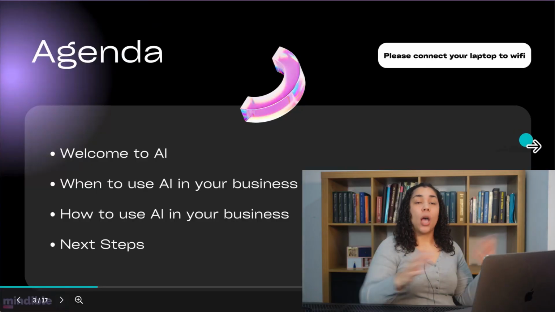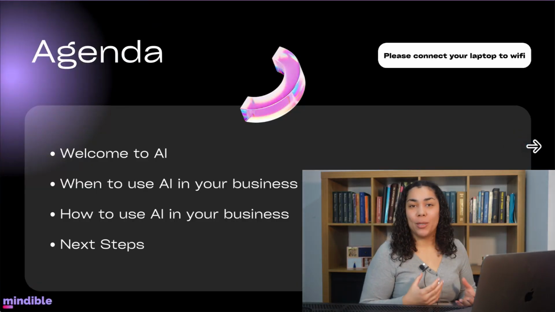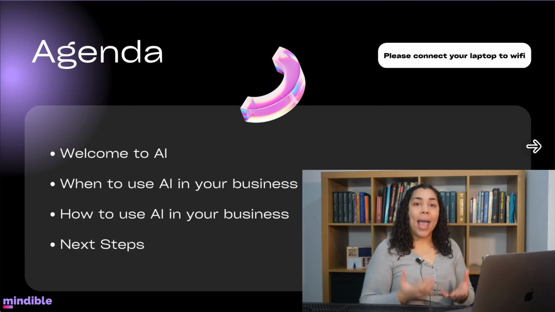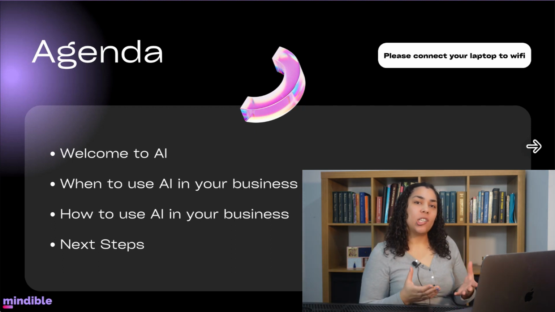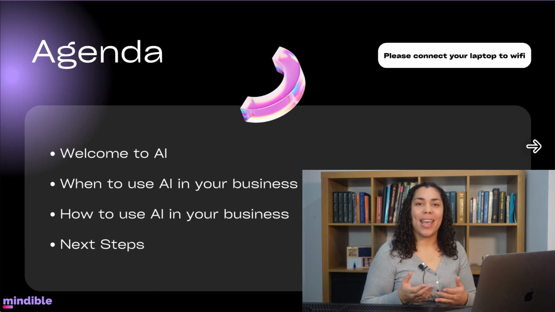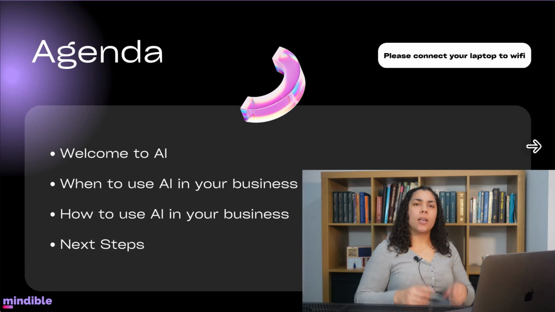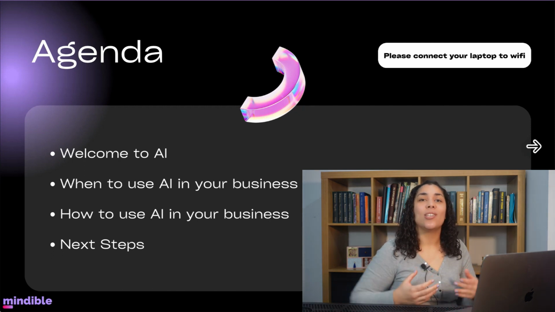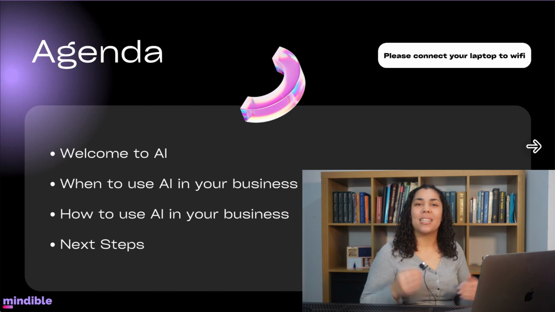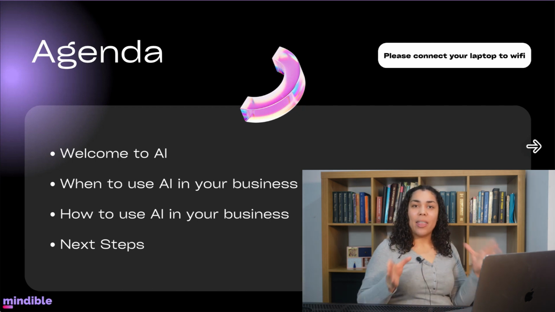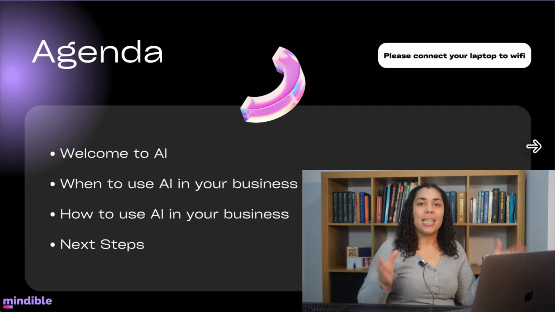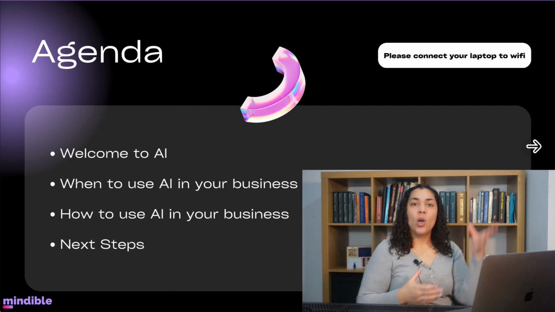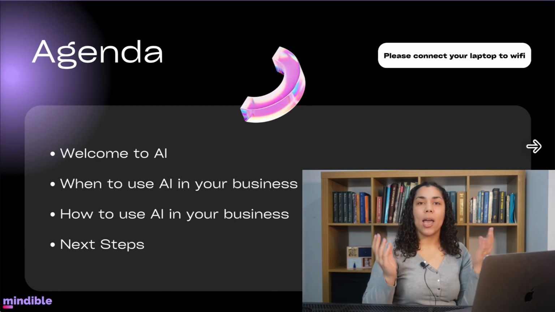Let's get into it. So, firstly, we're going to welcome you to AI. We're going to discuss what AI actually is, and we're going to differentiate between weak AI and strong AI. Next, we're going to discuss when to use AI in your business. We're going to look at real world applications of AI, and we're going to break down business into operations, marketing, HR, and finance. Then, we're going to look at some different industries and see what are real world applications within these industries.